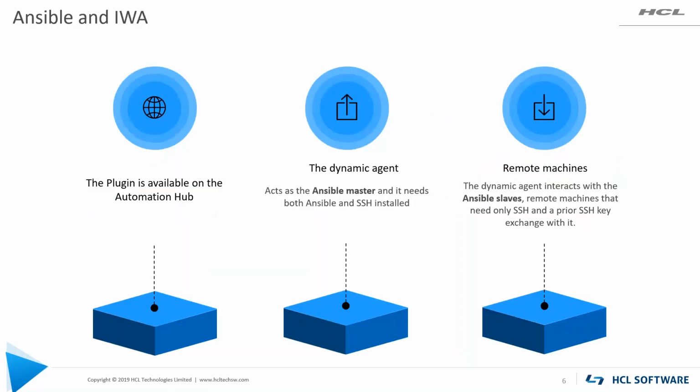This plugin is already available on the Automation Hub. The dynamic agent that will execute the job will be the Ansible master and has Ansible installed on it. It will exchange SSH keys with all the Ansible slaves to send commands to them.